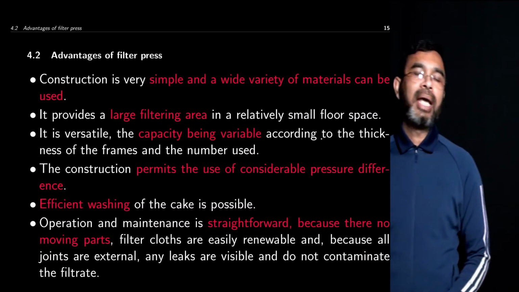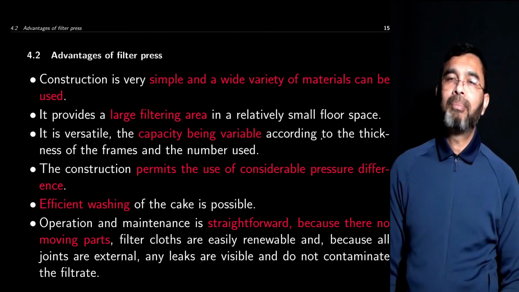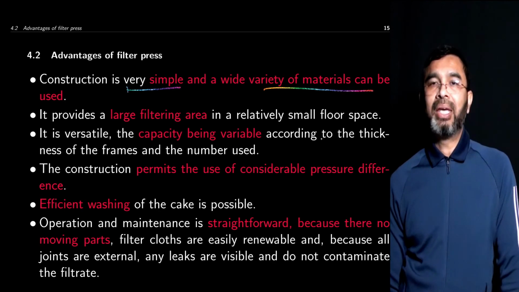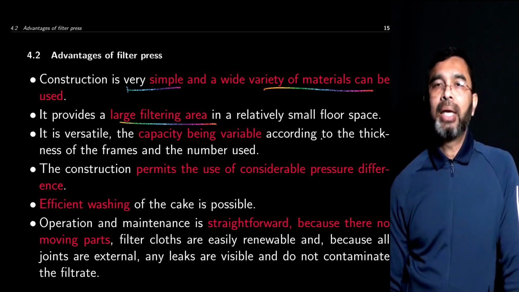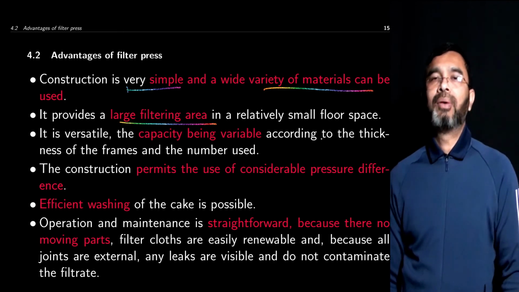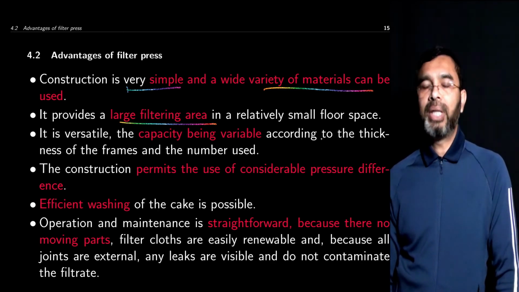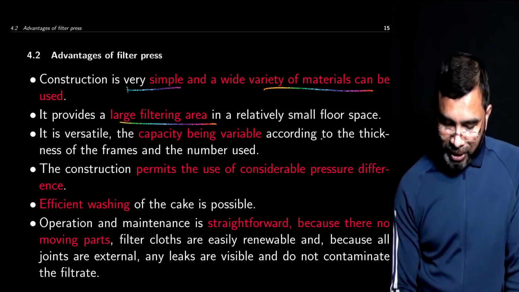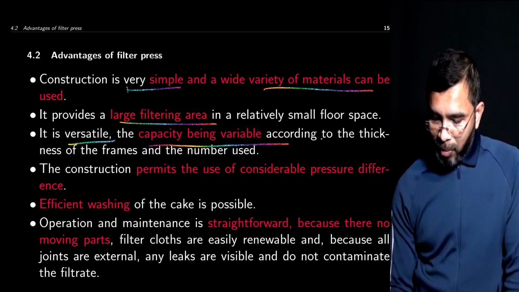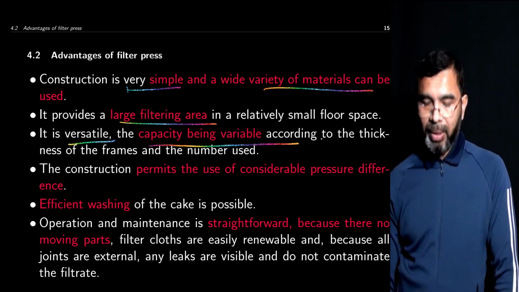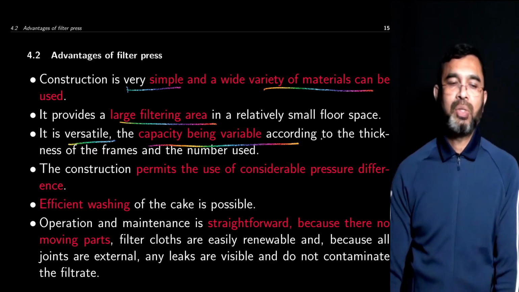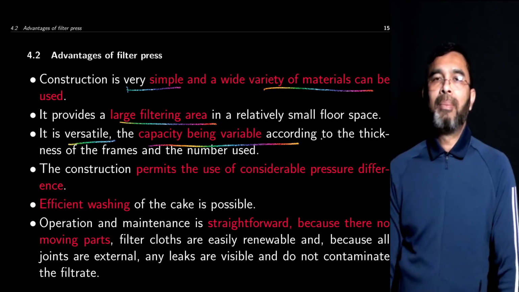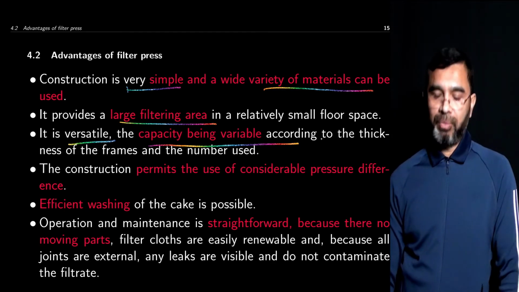Now there are certain advantages and disadvantages of this plate and frame filtration process. Its construction is very simple and a wide variety of materials can be used. It provides a large filter area. You can increase the length of the filter press, and you are using filter on both sides of the frame. So within a smaller area you can have a relatively large filtration surface. It's versatile in a sense that its capacity is variable according to the thickness of the frames and the number used. So you can use the same filter press, just simply increase or decrease the number of frames and plates within some limits, and then you can run the operation for different capacities.